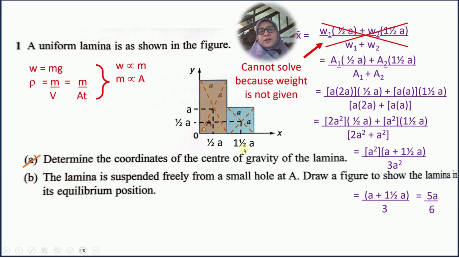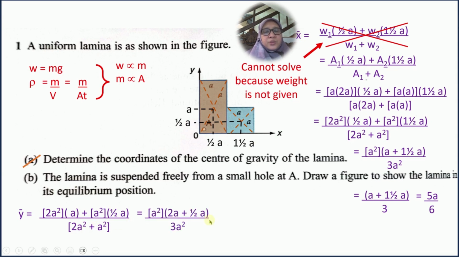Next, we are going to find the y coordinate for the center of gravity. We use area times the y distance from the origin. The area of the first rectangle is 2A squared, times the distance from the center of the rectangle to the origin, which is A, plus, for the square, the area is A squared and the distance from the origin to the center of the square is half A. Then divided by the total of their area. We solve this and we get 5 over 6 A.